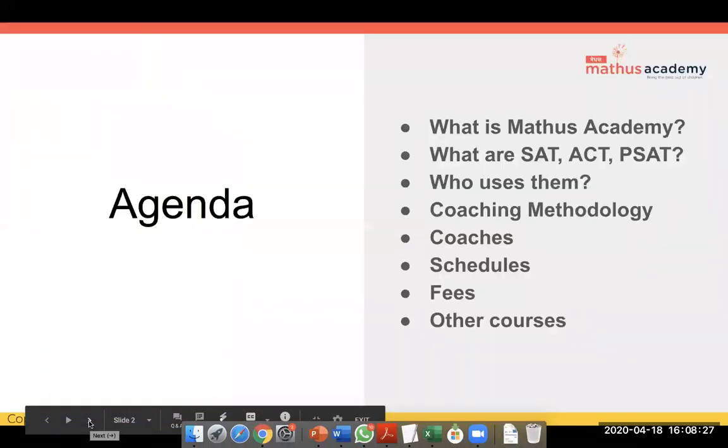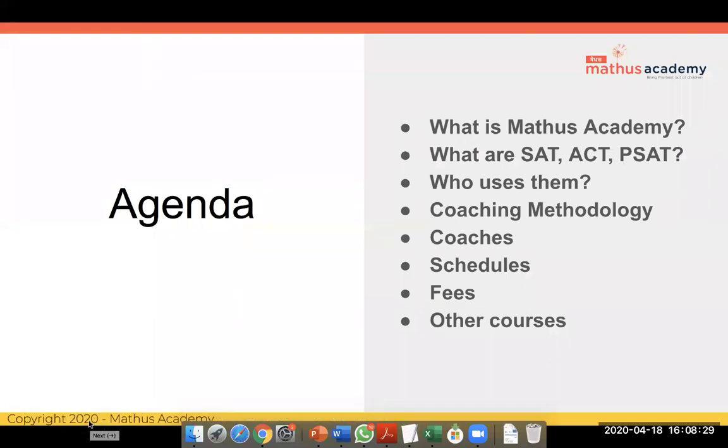So what is the agenda today? Many of you, in fact most of you, look like first timers for the Maths Academy; I can recognize one or two. So I'll very briefly talk about Maths Academy, not too much, because I know you're most interested in the test preps, especially SAT, ACT, and PSAT. That's where I'll spend the majority of the time.